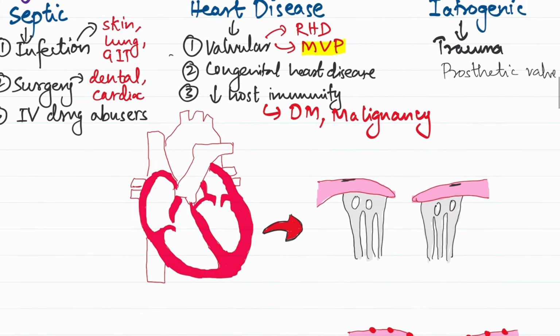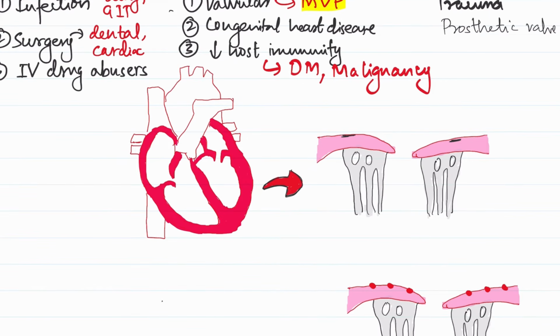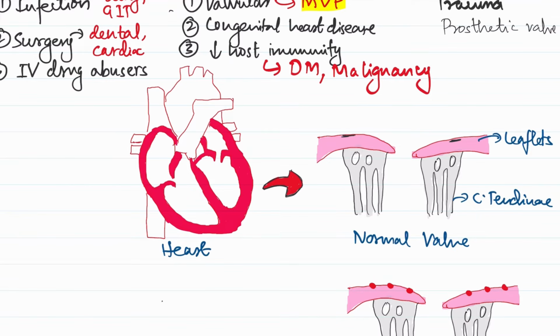Now, how are the vegetations formed? Let's discuss that. Here we have a normal heart. This is our normal valve. And this is our chordae tendineae. And here we have the valve leaflets. Now, the first event in the pathogenesis of infective endocarditis is endocardial damage. So, damage occurs to the endocardium. It could be due to a pre-existing defect, or a damage to the valve which can cause an abnormal blood flow leading to the endocardial damage.